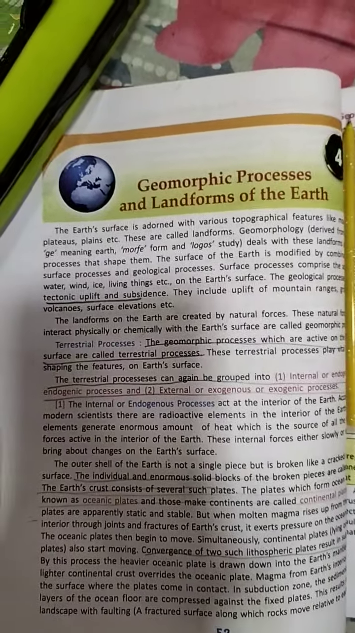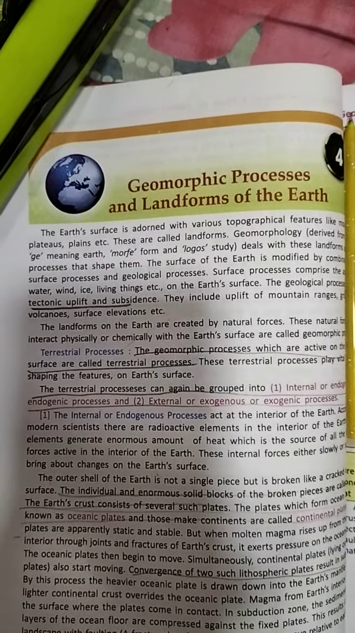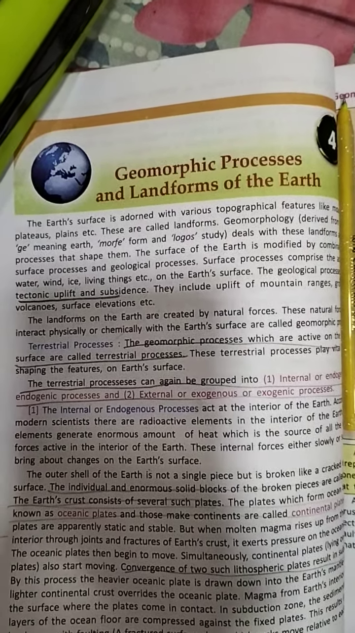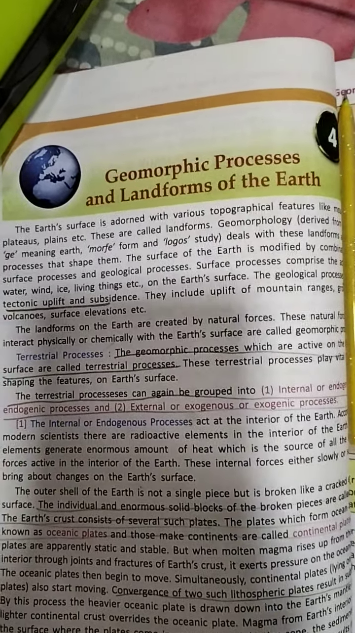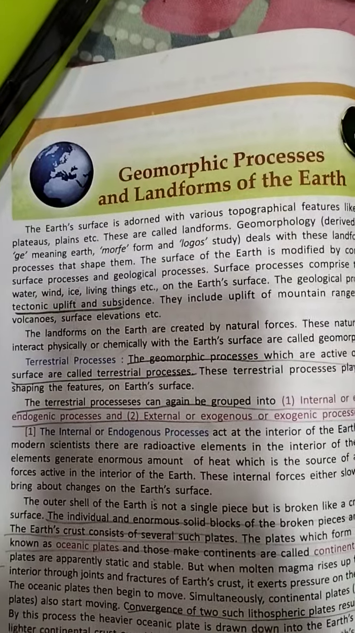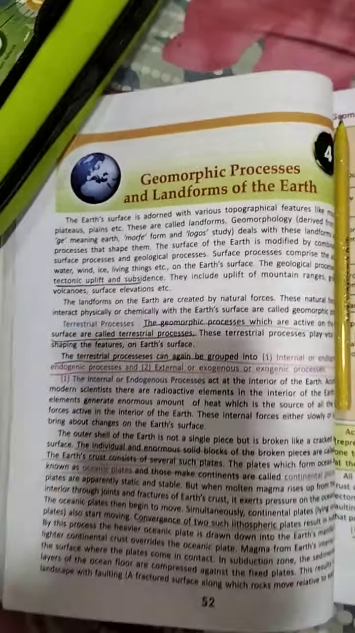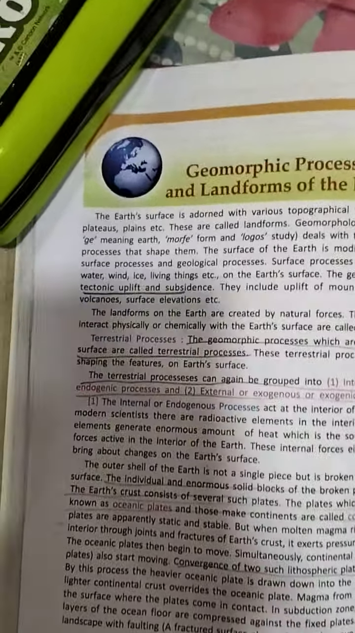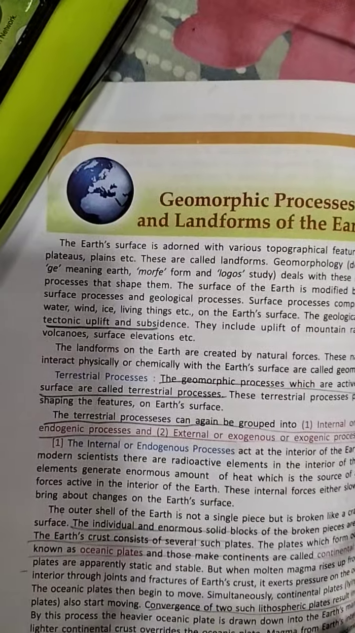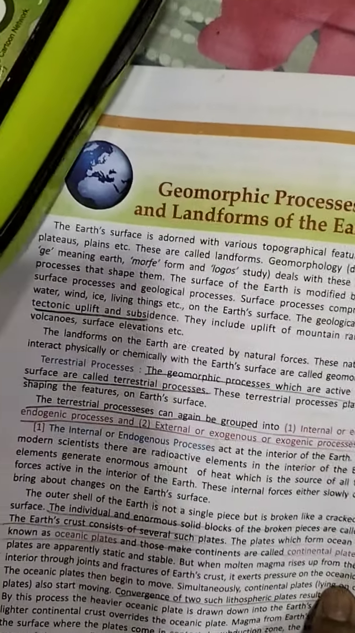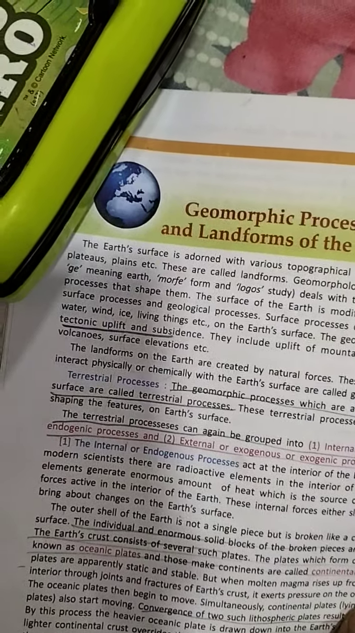Hello guys, today I am going to explain the Geography Class 9 chapter in West Bengal Board: Geomorphic Processes and Landform of the Earth. What does geomorphic mean? Geo means earth and morphic means form, so processes and landforms of the earth. You also know what a landform is. The earth's surface is adorned with various topographical features like mountains, plateaus, plains, etc.